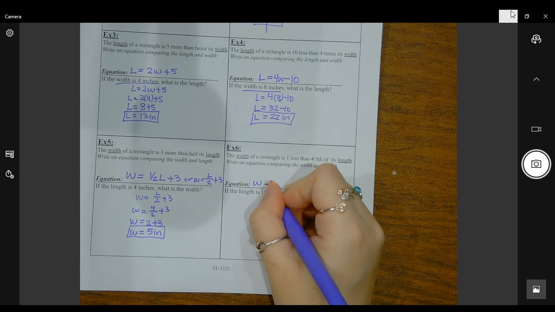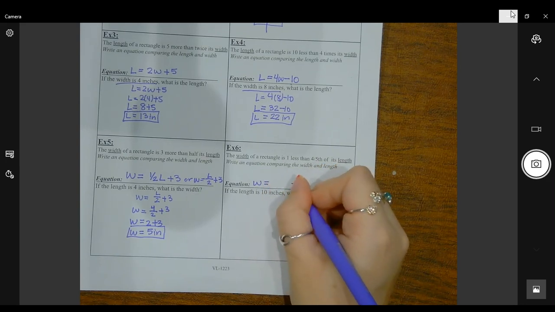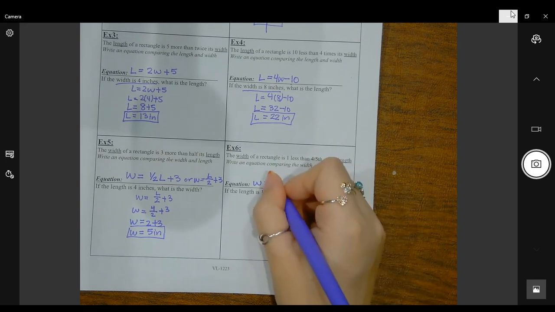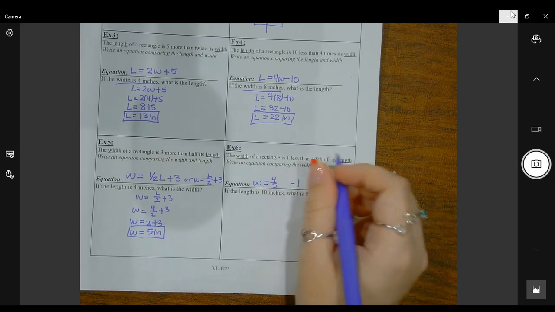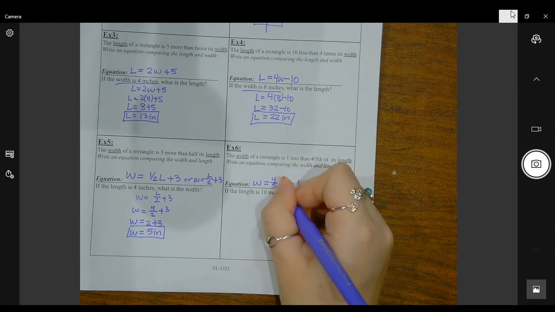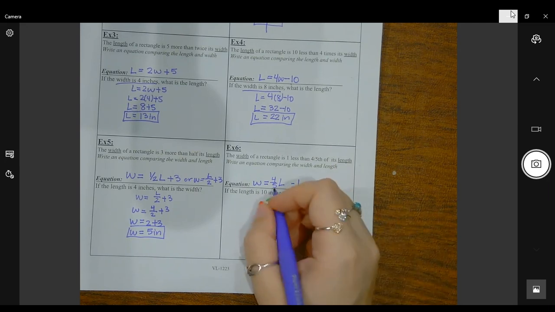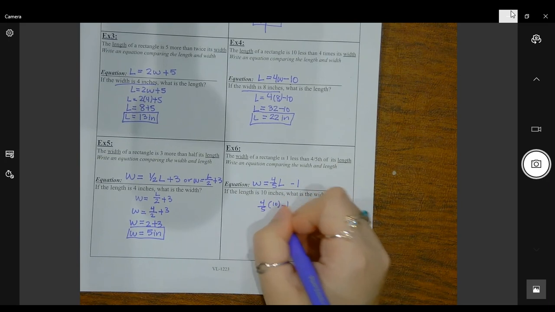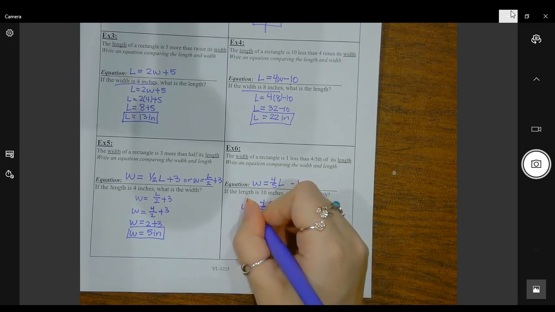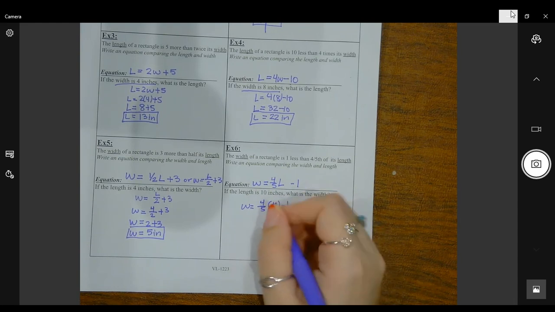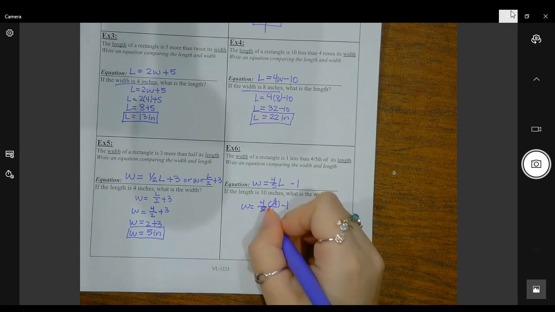The width is 1 less than, so you're subtracting 1, from 4/5 of its length. So remember, fraction followed by the word of something means you're multiplying it. So 4/5 times L. And then they told me that the length is 10. So it's 4/5 times 10 minus 1. Okay, now those 4/5 times 10, these can cross cancel. And 5 can go into 10 twice, and 5 divided by 5 is 1.